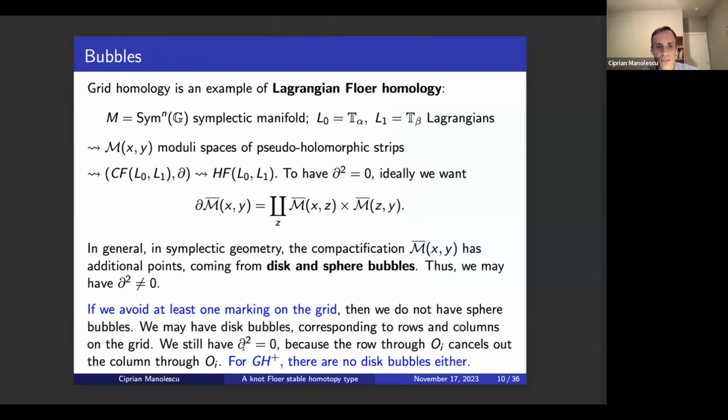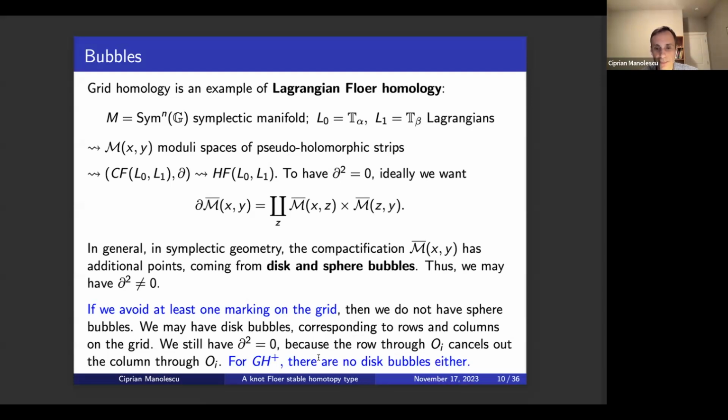Okay. Now in homology, again, you have del squared equals 0 because the row through one O variable, through one O marking, cancels out the column through the other O marking. So the bubbles with boundary on the alpha Lagrangian cancel the bubbles with boundary on the beta Lagrangian.